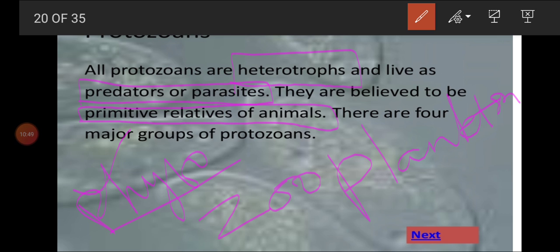So what are phyto and zooplankton? These are single cellular plants and animals. This is the food for small fish. And we have learned in 10th standard the food chain. Phytoplankton can be eaten by the fish, and small fish can be eaten by the big fish. Phytoplankton means single cellular algae. Zooplankton means single cellular animal. So what is protozoan? Protozoan is a single cellular animal. Till now we are clear, children.